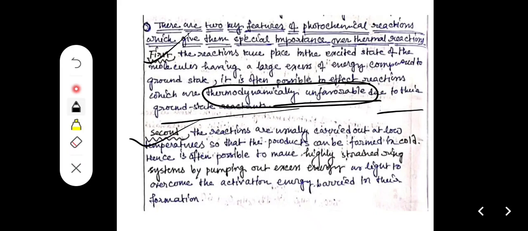So it is often possible to make highly strained ring systems by pumping in excess energy as light to overcome the activation energy barrier in their formation. Normally strained systems are not produced, but by photochemical reactions strained systems can be produced. Normally thermodynamically unfavorable strained systems are not produced, but photochemically they can be produced.